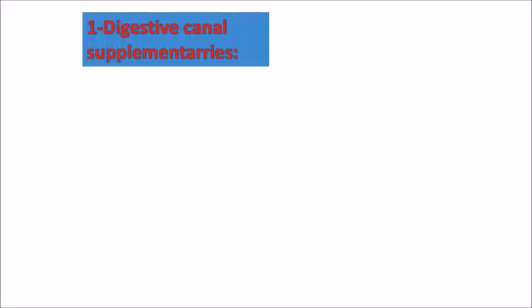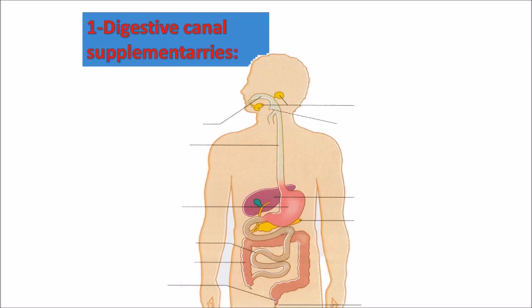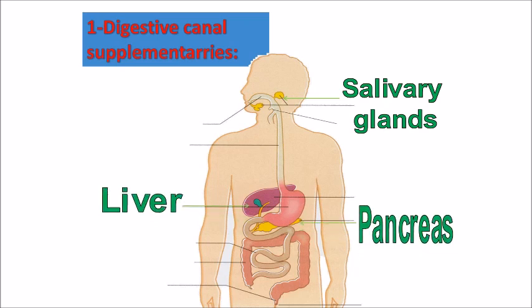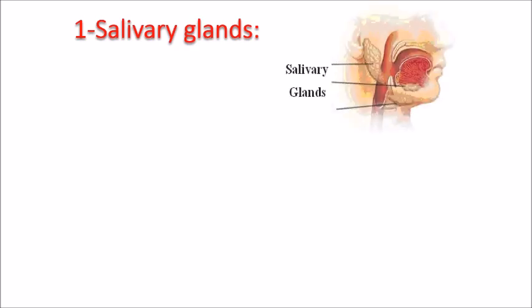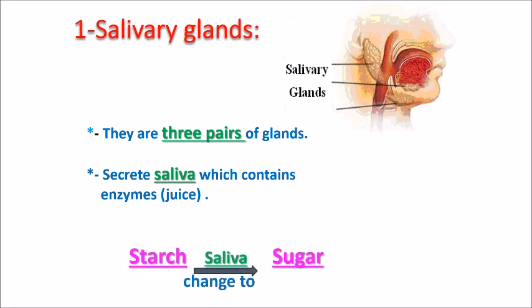Now we will talk about the digestive canal supplementaries. As I said before, we have 3 digestive canal supplementaries. Number 1, the salivary glands. 2, pancreas. 3, liver. The organs that the food doesn't enter. The salivary glands, they are 3 pairs as I said before. The salivary glands secrete saliva which contain digestive enzymes which digest starch, only starch, into sugar inside the mouth.